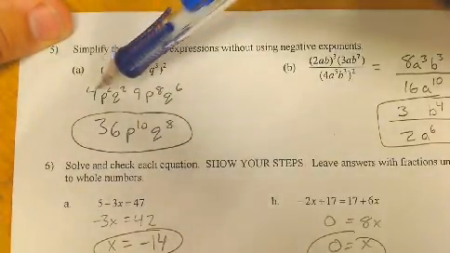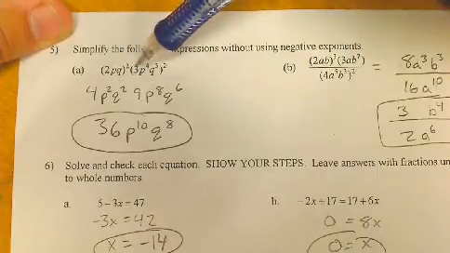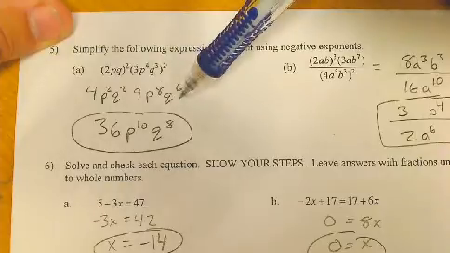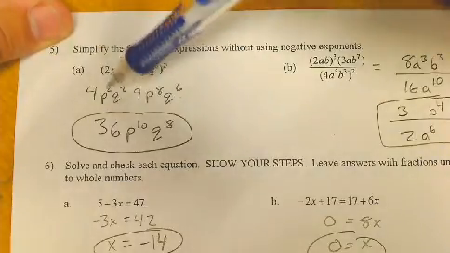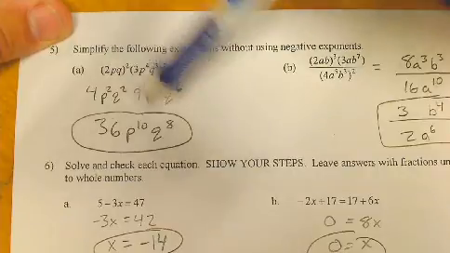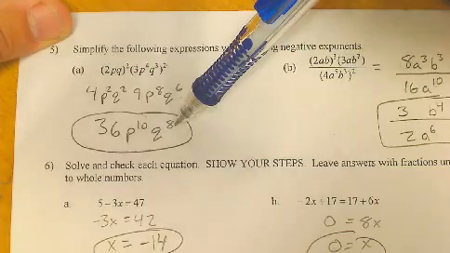3 squared, p squared, q squared, I'm just squaring it, so you square the 3, square this guy, square that guy. 9 times 4 is 36. P to the second times p to the 8th, you add the exponents. Q to the second times q to the 6th, add the exponents.